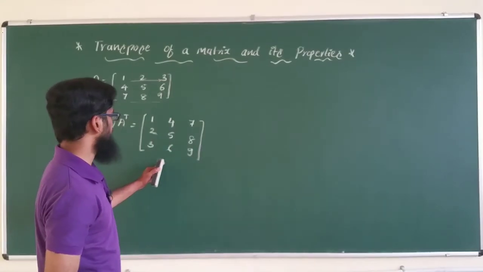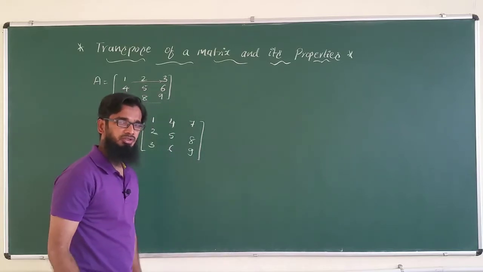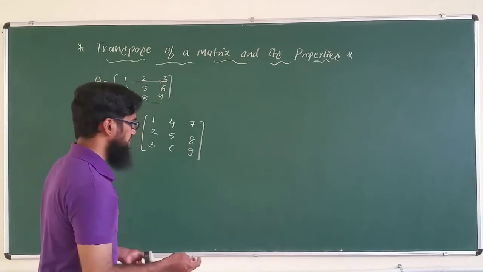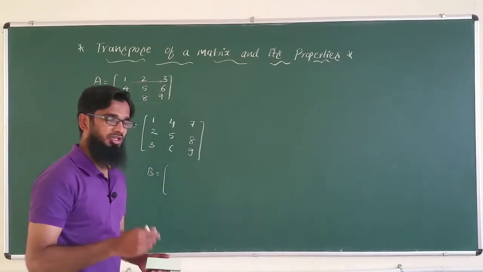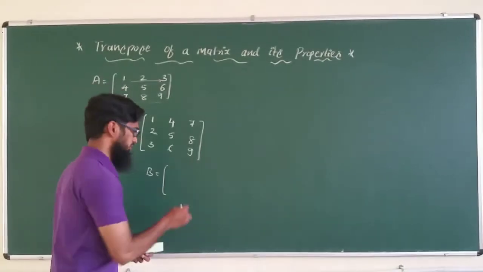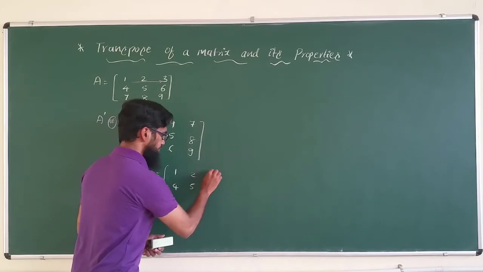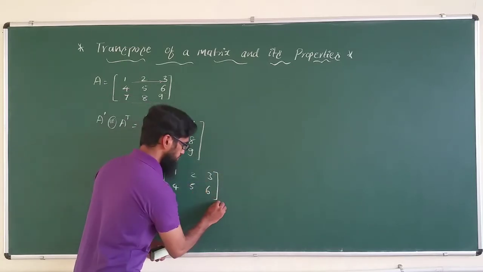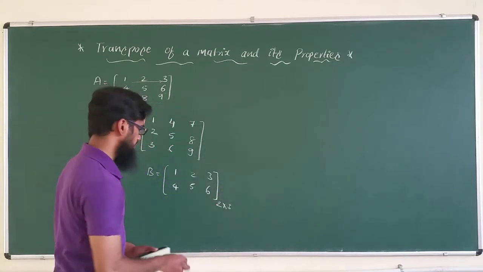Now you can see the order is the same here for this 3 cross 3 matrix. You take any square matrix, the order remains the same, there is no change. But if I take any other matrix, suppose a 2 cross 3 matrix, for example 1, 2, 3, 4, 5, 6, what will be the order? It has 2 rows and 3 columns, so I can represent the order as 2 cross 3.